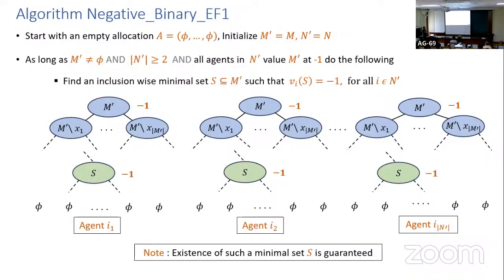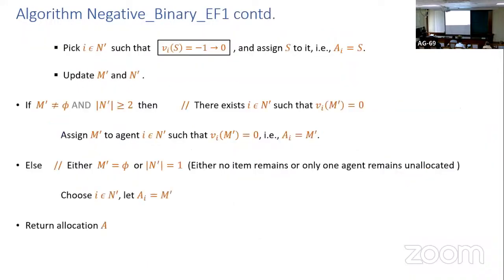Look at the children of M prime, which are the subsets that are obtained by removing a single item from it. If you get some subset which is valued 0 by some agent, you just assign M prime to it. Otherwise, you recurse down the tree. So the existence of such a subset is guaranteed. So we assign such a subset in the loop. So when do we come out of the loop?